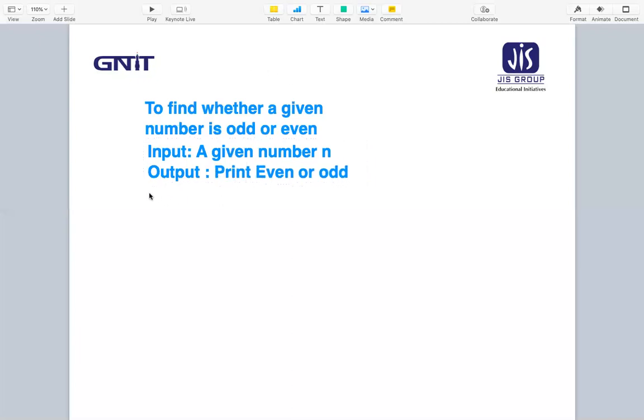Now I come to the algorithm part. So what will be the steps? The first step will be start. The first step of an algorithm is always a start. What will be the second step? So we start the algorithm. Then, if n mod 2 is equals to 0, the third step will be print, or we can also write display if we want. Display n is even.